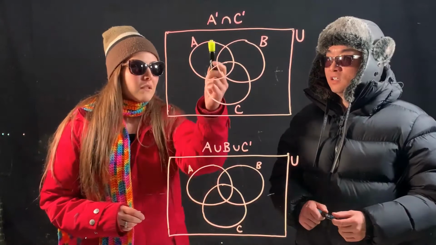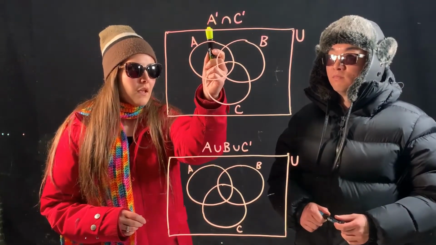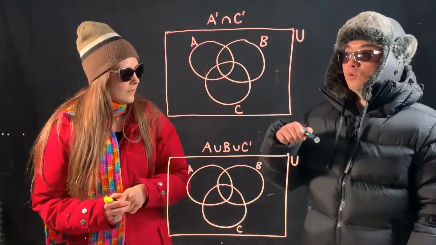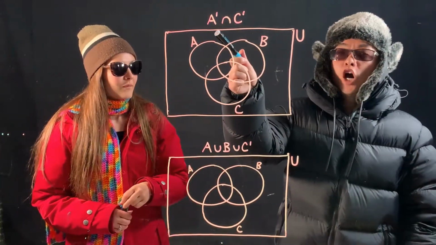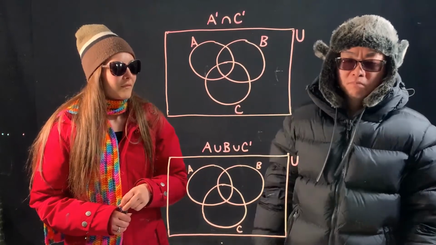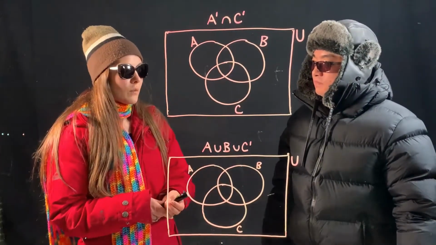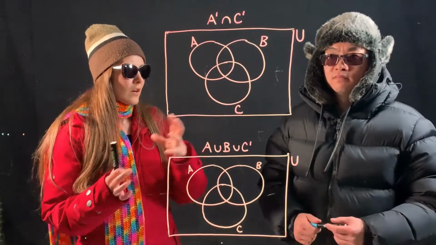So I think this means complement of A intersect complement of C. Is there another way? Yeah, the other way to say it is to say not A and not C. So I think I'm going to start by putting a dot wherever A does not exist.